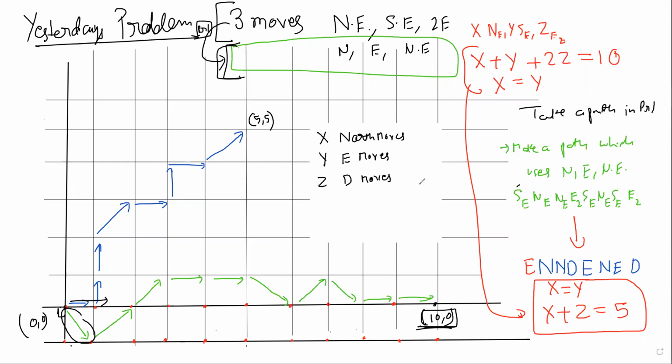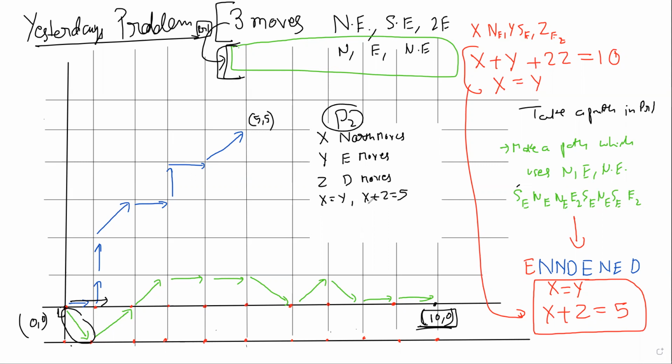That's by very definition, right? Every time you make a southeast move, that becomes an east move. So Y basically is E, right? The number of times you make southeast moves is the number of times you make E moves. So, is it okay? This is what it translates to for P2. Okay. So now x is equal to y and x plus z is equal to 5.